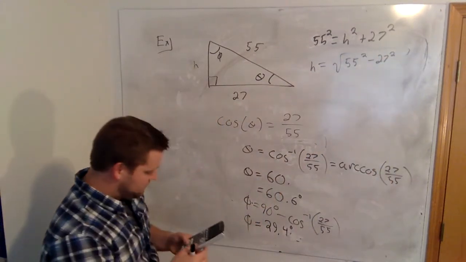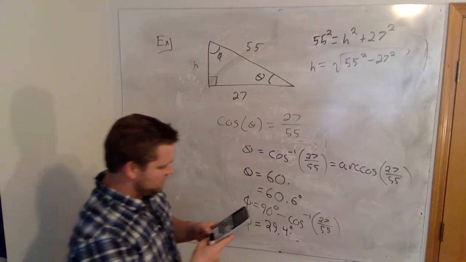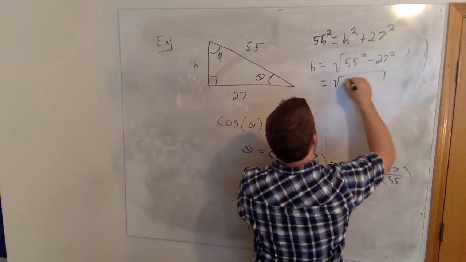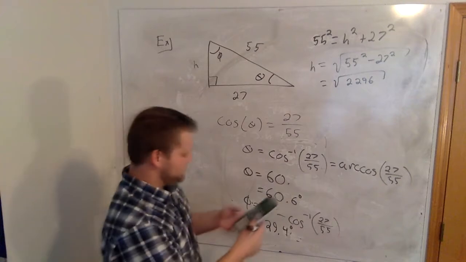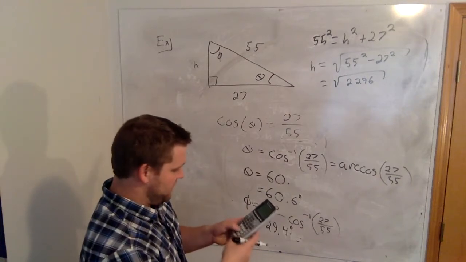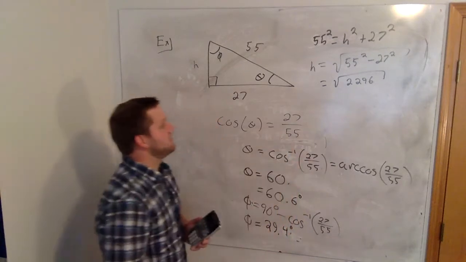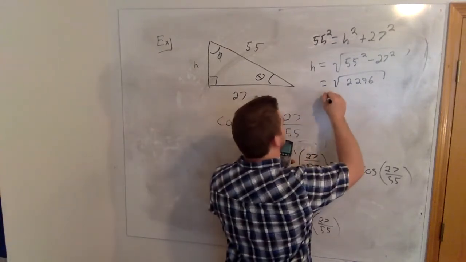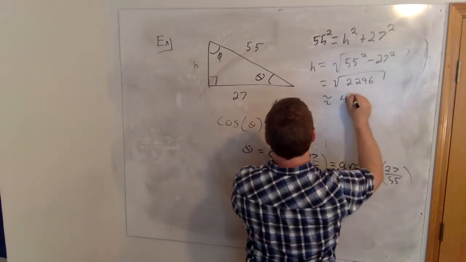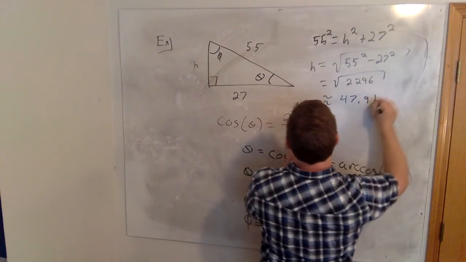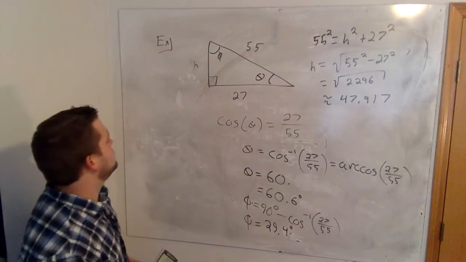What's 55 squared minus 27 squared? This is the square root of 2296. I doubt this is a nice number. You can just do it to the power of 0.5, and we get 47.9165. It's not a nice number, so I'll just leave it like this to have an exact answer. But maybe we can get a feel for what it is. This length here would be roughly 47.917.